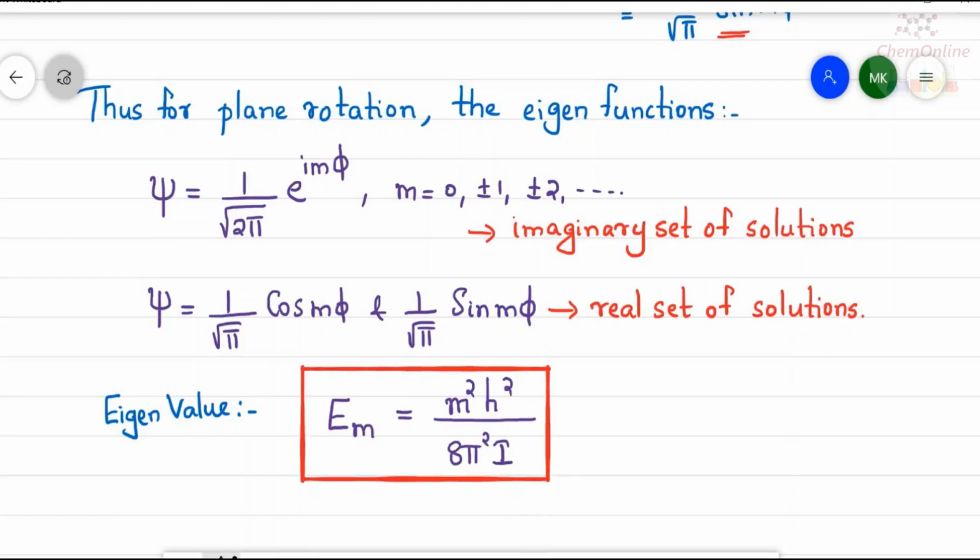So we have solved the Schrodinger wave equation for a rigid rotator rotating in one plane with a fixed axis. The eigenfunctions are xi equals 1 by root 2 pi e raised to im phi, which represents the imaginary set, and xi equals 1 by root pi cos m phi or 1 by root pi sin m phi, which represents the real set of solutions. And the eigenvalue, that is rotational energy value, is m square h square by 8 pi square I, where m is the rotational quantum number.